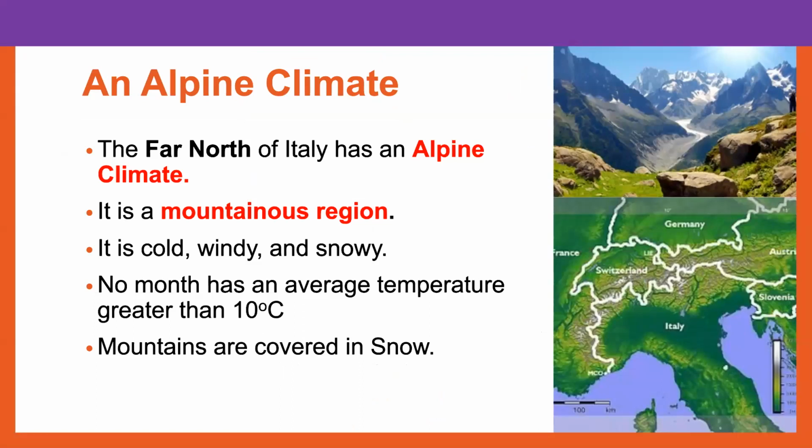Now, we're going to look at an alpine climate. So the far north of Italy has what is known as an alpine climate, and this is a mountainous region. It's very cold, it's quite windy and snowy. We can see in this picture there's snow on the mountains, and no month has an average temperature greater than 10. So throughout the whole year, even in their summer, they don't get an average temperature higher than 10 degrees. And the mountains, you can see there, remain covered in snow.